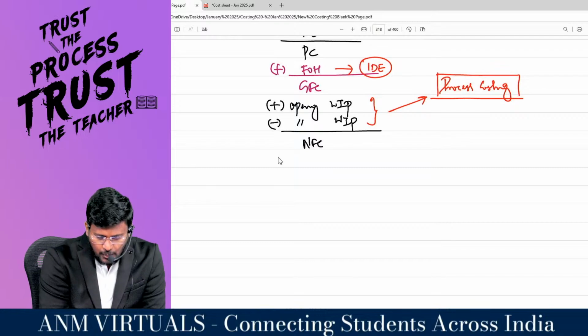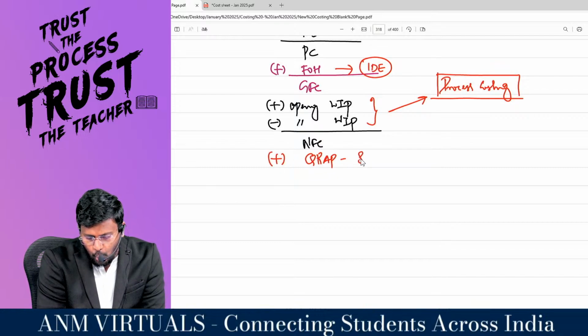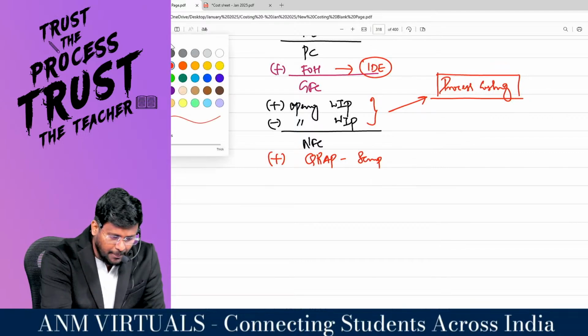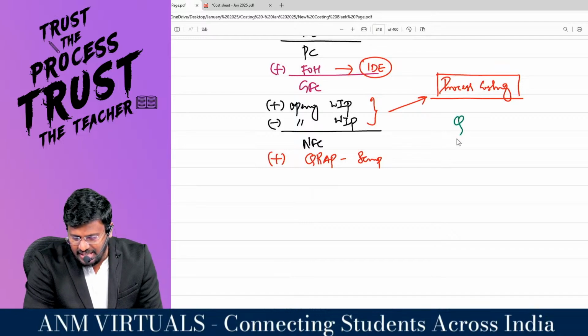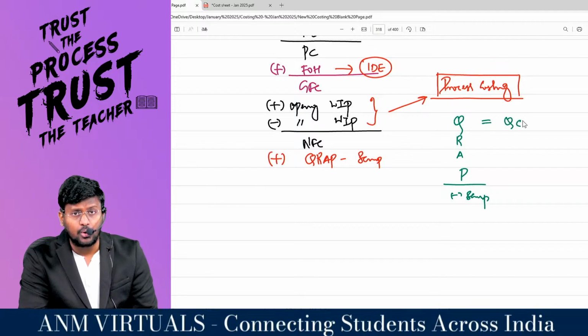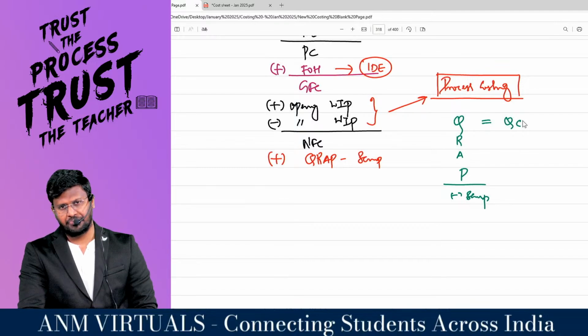No, that's why, to that net factory cost, we are adding QWrap minus scrap. Tell me, QWrap minus scrap. What is this QWrap? Quality control. I have to ensure the quality of the pen that I have manufactured.